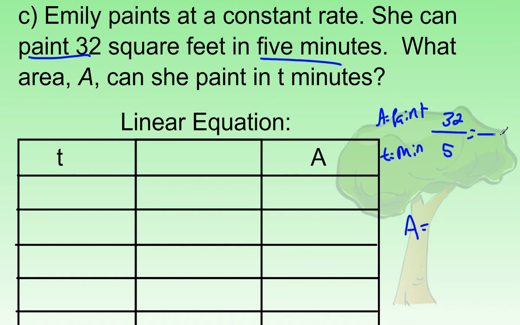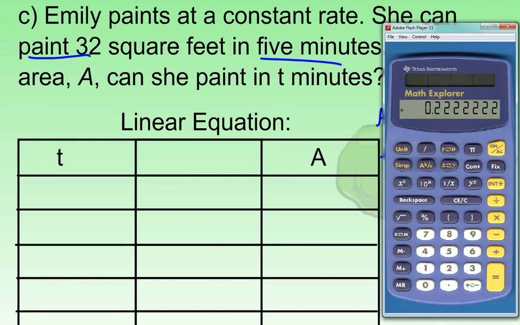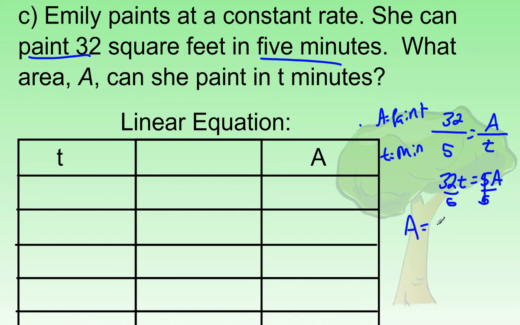And how much area in T minutes? Cross multiply gives us 32T equals 5A. And since we want the A by itself, we're going to divide by 5. Those cancel, and area equals, well, 32 divided by 5, whatever that is, 6.4T. So this is the equation that shows the relationship between the time and the area.